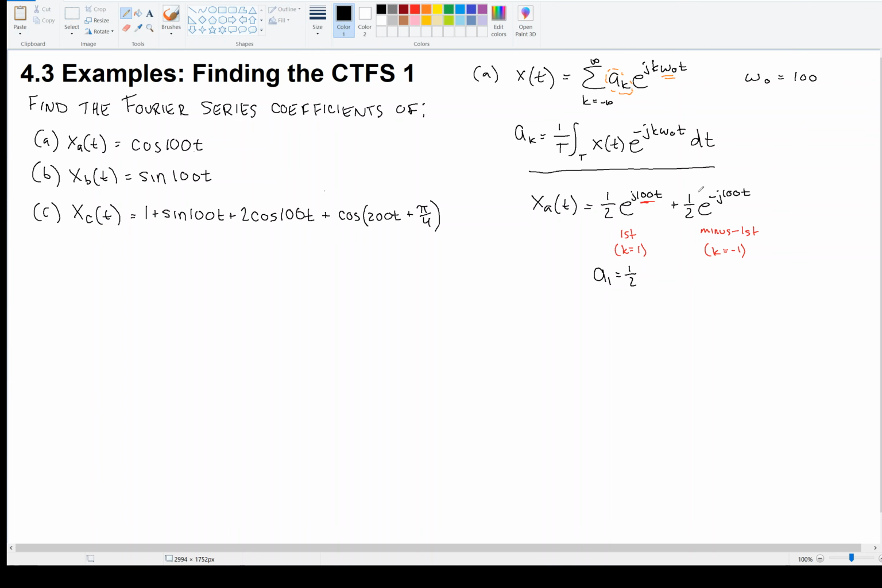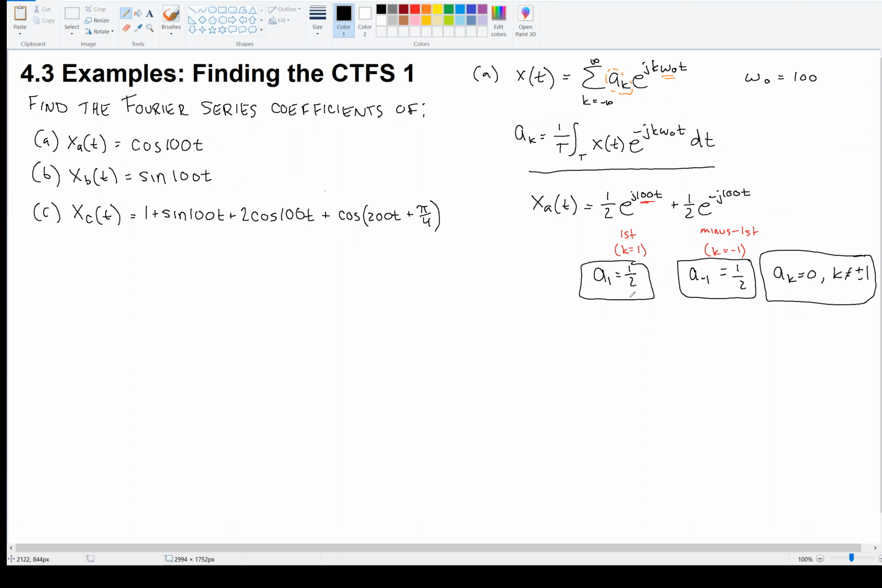And similarly, I look at this. This is the minus first harmonic. The thing that's multiplying the minus first harmonic is also 1/2. So these are the Fourier series coefficients. That's it. There are only two non-zero Fourier series coefficients. And so we'll also point out that AK equals 0 for k not equal to plus or minus 1. Okay, in doing so, we've specified the entire series now. All of the AKs are 0, except A1 is 1/2 and A minus 1 is 1/2.